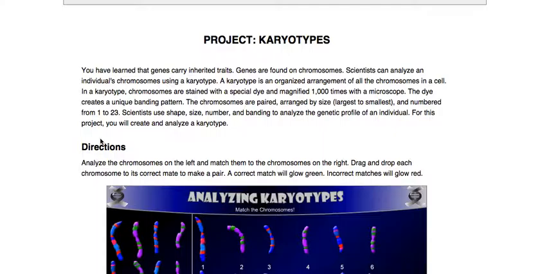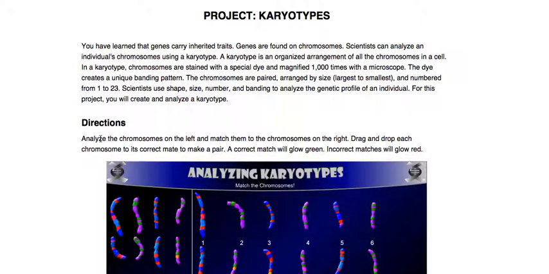You've learned that genes essentially carry the inherited traits, and the genes are what are found on the chromosome. So that's the blueprint that we're talking about. Scientists analyze an individual's chromosomes by using karyotyping. And a karyotype is nothing more than a map or an organized arrangement of all of the chromosomes that are found in a cell. So we can fluorescent tag these chromosomes, and then magnify them to give us a picture of them. And once you get a picture, you can map them using a unique banding pattern, and that's what the project is going to have you look at.